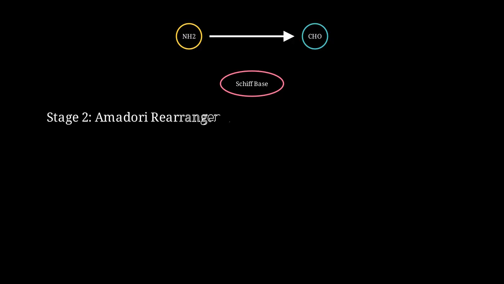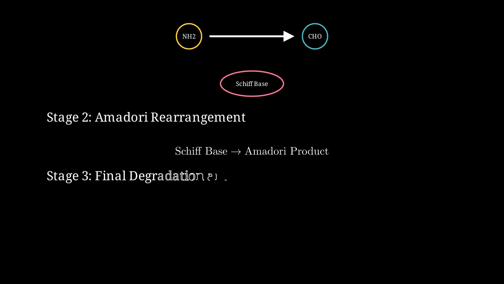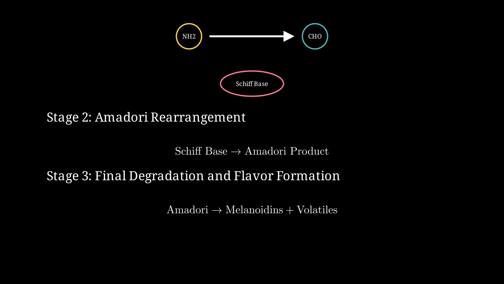Stage 2, the Amadori rearrangement, named after chemist Mario Amadori. The Schiff base undergoes a molecular rearrangement to form a more stable Amadori product. Stage 3. The Amadori product breaks down into hundreds of different flavor and color compounds. This produces melanoidins, the brown pigments, plus hundreds of volatile flavor compounds that give foods their characteristic tastes and aromas.